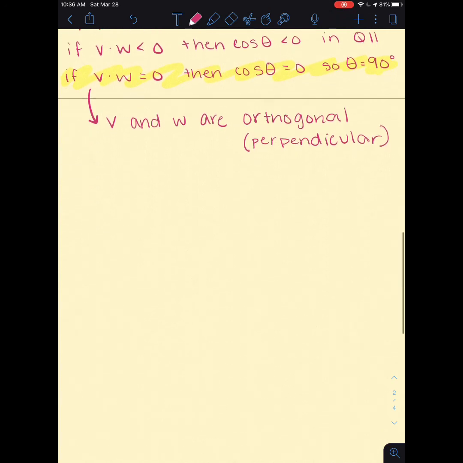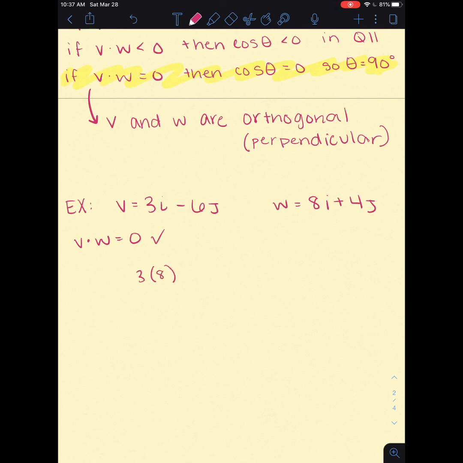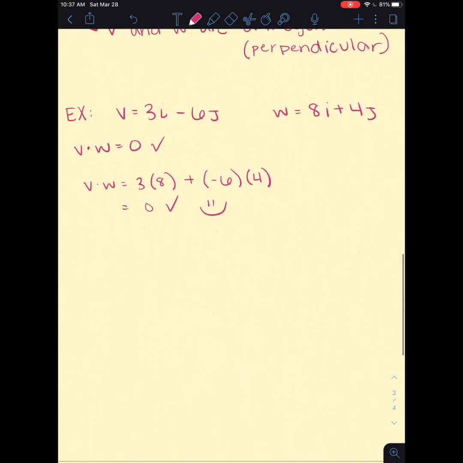Okay? So with that being said, sometimes you do want to identify whether two vectors are orthogonal to one another. So I'm giving you two vectors in the form of i and j, and I would like you to tell me if you think these are orthogonal to one another. So I'm going to find their dot product. In order for them to be orthogonal, which is what I'm trying to prove, their dot product has to equal 0. So I'm going to go ahead and calculate the dot product here. Which does in fact equal 0. Thus, these would be orthogonal vectors.